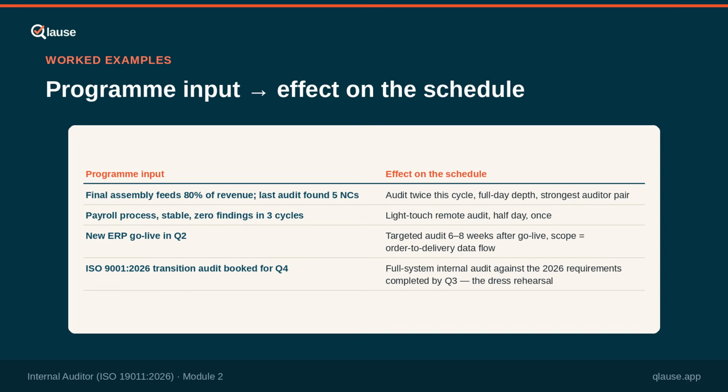Audit it twice this cycle, at full day depth, with your strongest auditor pair. Payroll is stable with 0 findings in 3 cycles. A light touch remote audit, half a day, once.